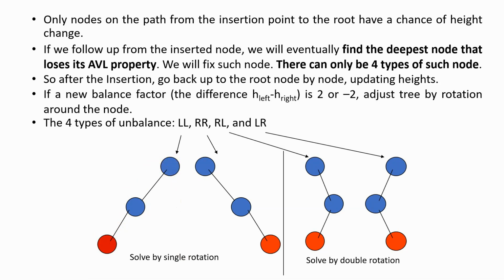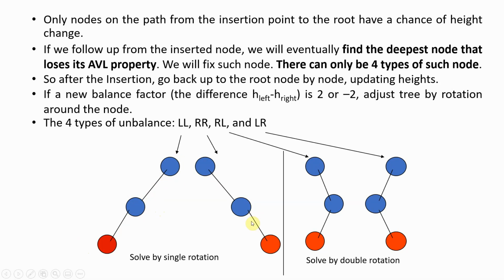Okay, if you pay attention to this node that lost its AVL property, the first node that lost its AVL property, then look at where the inserted node is in relation to this one. Right here, we went left and left. We call this an LL case or left-left case, right? Basically, it means that the inserted node is on the left subtree of the left child of the node that lost its AVL property. So this is the LL case, okay?